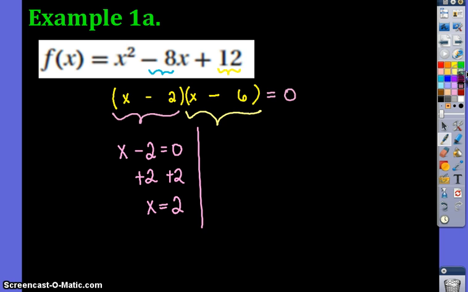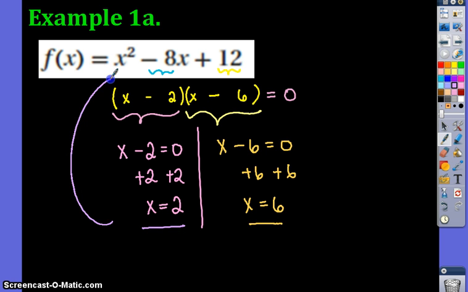Over here, when will this be 0? x minus 6 is equal to 0. So we add 6 to both sides, and that happens whenever x is positive 6. One way that you could check this is by taking these two numbers and substituting them back into the equation, and you should wind up getting 0 when you substitute them both in.